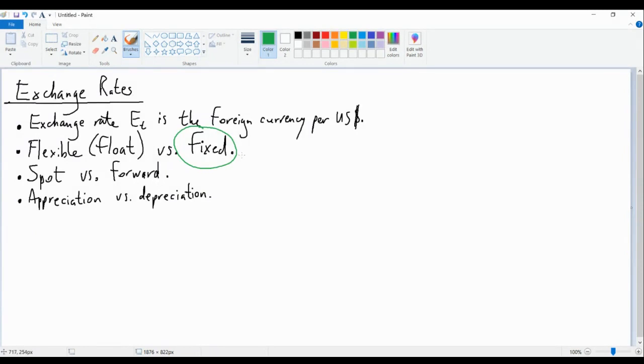And so for fixed rates, if the government decides to change it, we instead talk about revaluations, which is when the government raises the value of the currency by fiat, as opposed to devaluations. So these terms may be used interchangeably, depreciation and devaluation. I don't mind personally, but do keep in mind that they are supposed to be used for different contexts, just to avoid confusion. Okay?